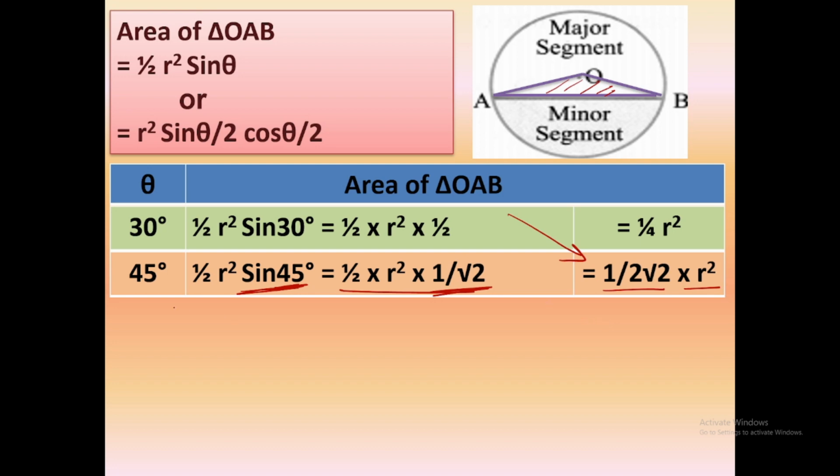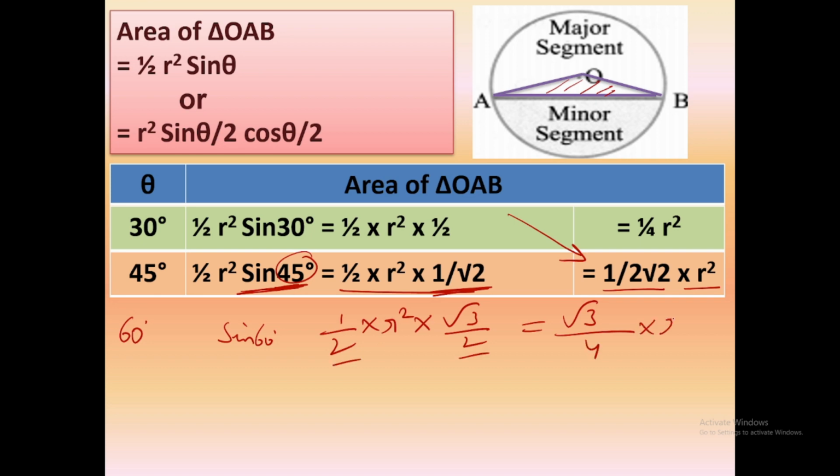Now if theta is 60 degree, in that case, in place of this 45, I am going to write 60. So half into r square, and we all know sine 60 is root 3 by 2. So it will be root 3, 2 into 2 is 4 into r square. So it is root 3 upon 4 r square.